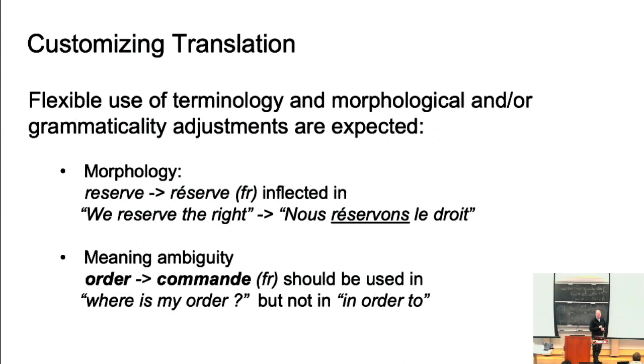Morphology typically plays a role here because terminology bases keep terms in just one inflection. So you want to be able to generate inflected versions, and this is not easy to do. It's like having a dictionary, and you want to use words from that dictionary, but you want to be able to inflect them according to the context.